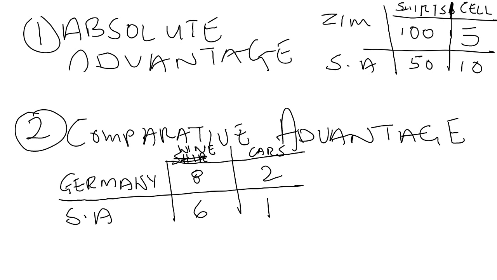And how do we figure out whether they can trade or not? Well, it comes down to the ratio between the goods that they produce. So the second step here to figure out whether they can still trade, right? The second step is to put this into ratios. And Germany's ratio would then be 4 to 1. So I divided both of these by 2. And South Africa's ratio would be 6 to 1.